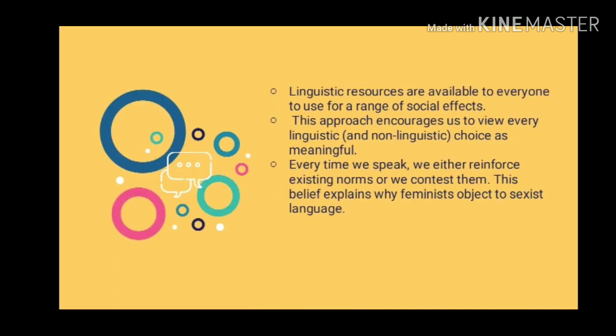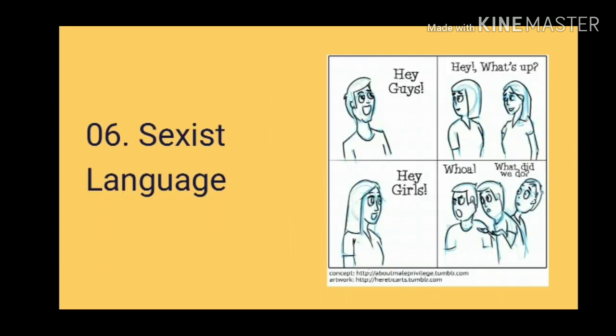According to those examples, we can learn that linguistic resources are available to everyone to use for a range of social effects. This approach encourages us to view every linguistic and non-linguistic choice as meaningful. Every time we speak, we either reinforce existing norms or we contest them. This belief explains why feminists object to sexist language. Okay, now we are moving to sexist language.